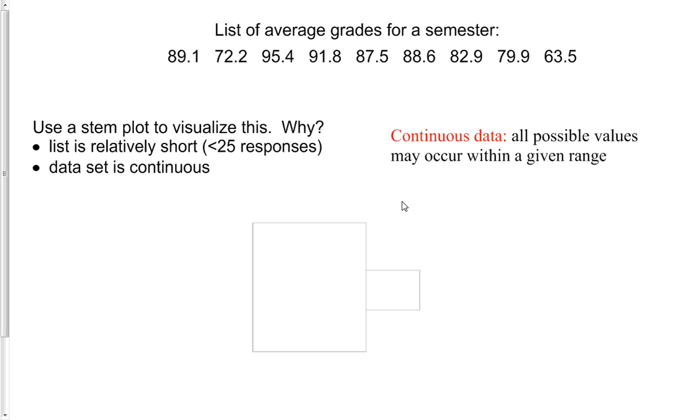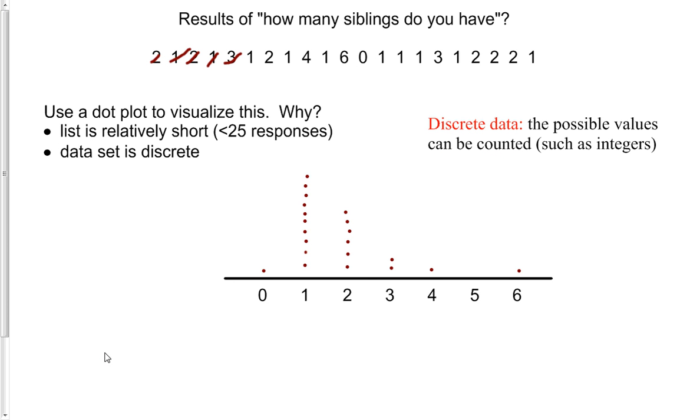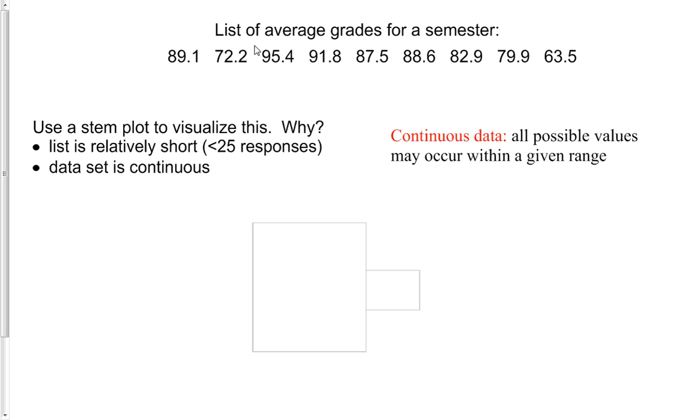So any possible number between, let's say, 60 and 100 could come up as an average grade. Now, because these values are all rounded to the tenth, it's not truly continuous. It is still technically considered discrete because you could count up every possible value. But as you can see, there are many, many more choices. It's tending towards being continuous, whereas in the previous example there were only really 6 or 7 choices. This one here has many more possible values that you could get.